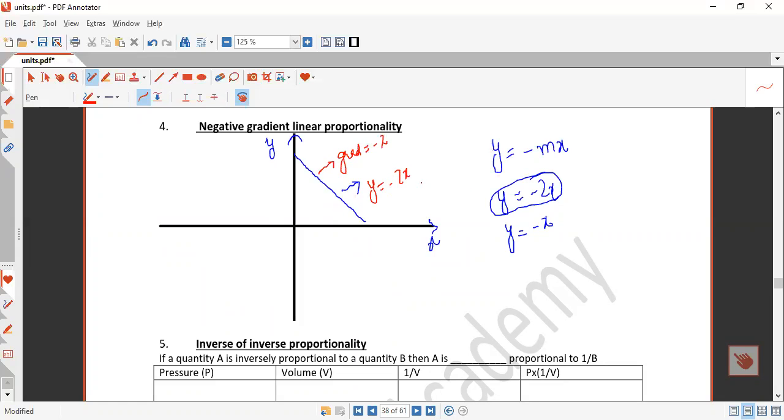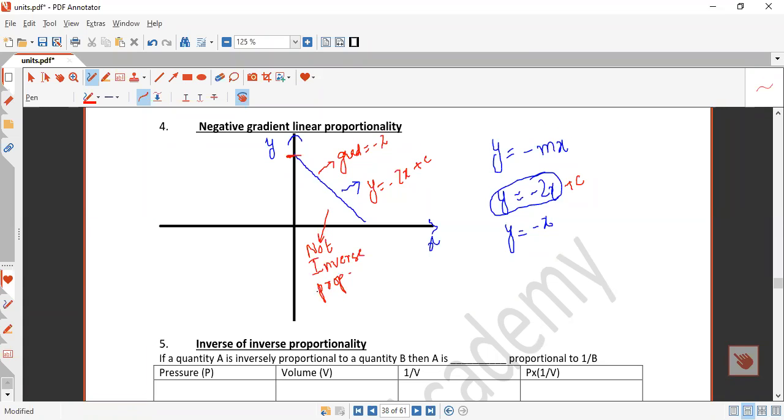And there must be some number here as well, because the y-intercept is also non-zero, so there must be some constant c with the y-axis as well. So this is called negative linear proportionality. So don't ever call it inverse proportionality. This is not inverse proportionality. Some people think it to be inverse proportionality, but it isn't, right? So it is not inverse proportionality.